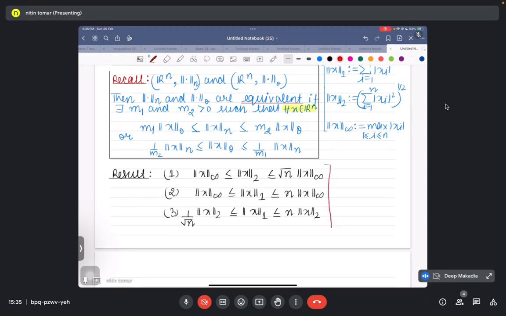So what does the first say? And this holds for all x in Rn. Okay, these three hold for all x in Rn. Now, what does the first result say? It says that the two norm and infinity norm are equivalent, right? Am I correct?